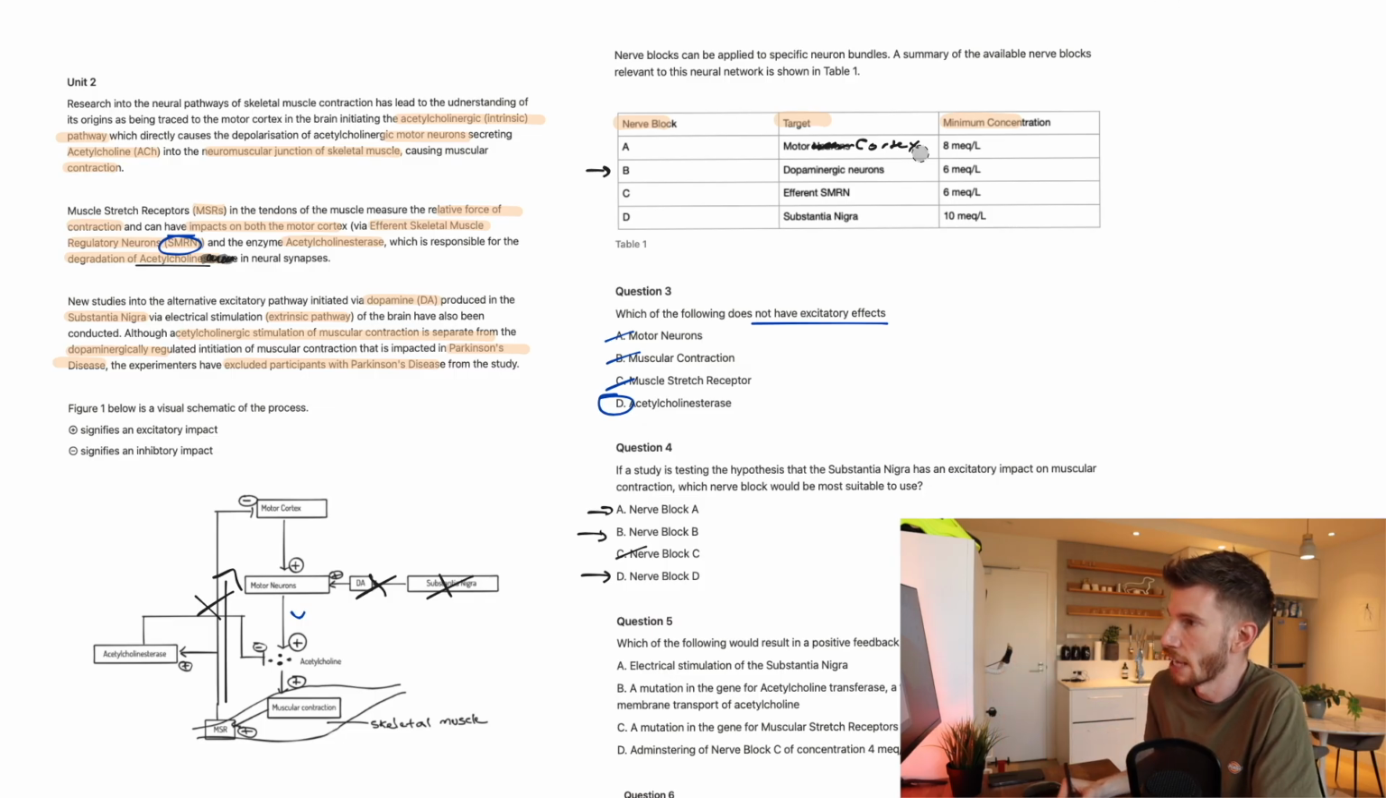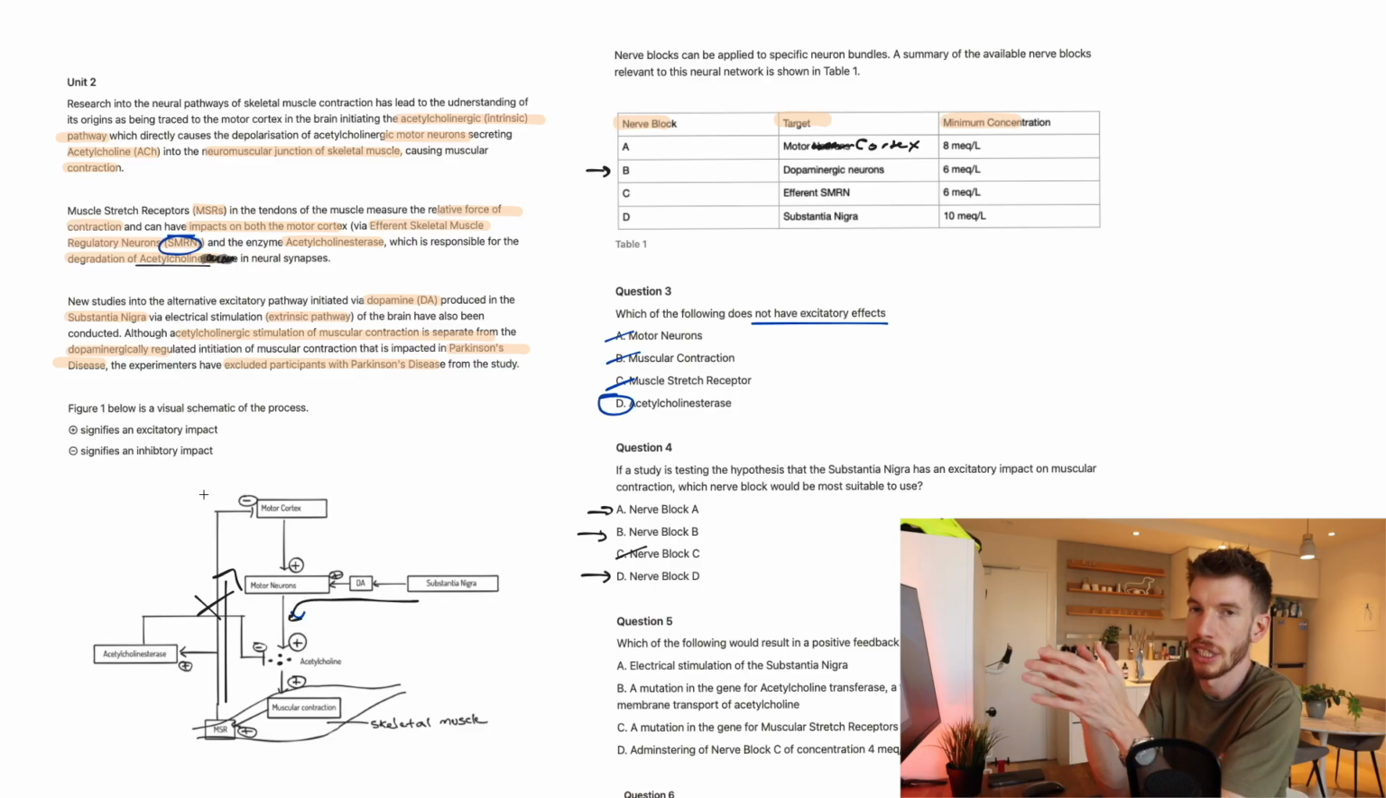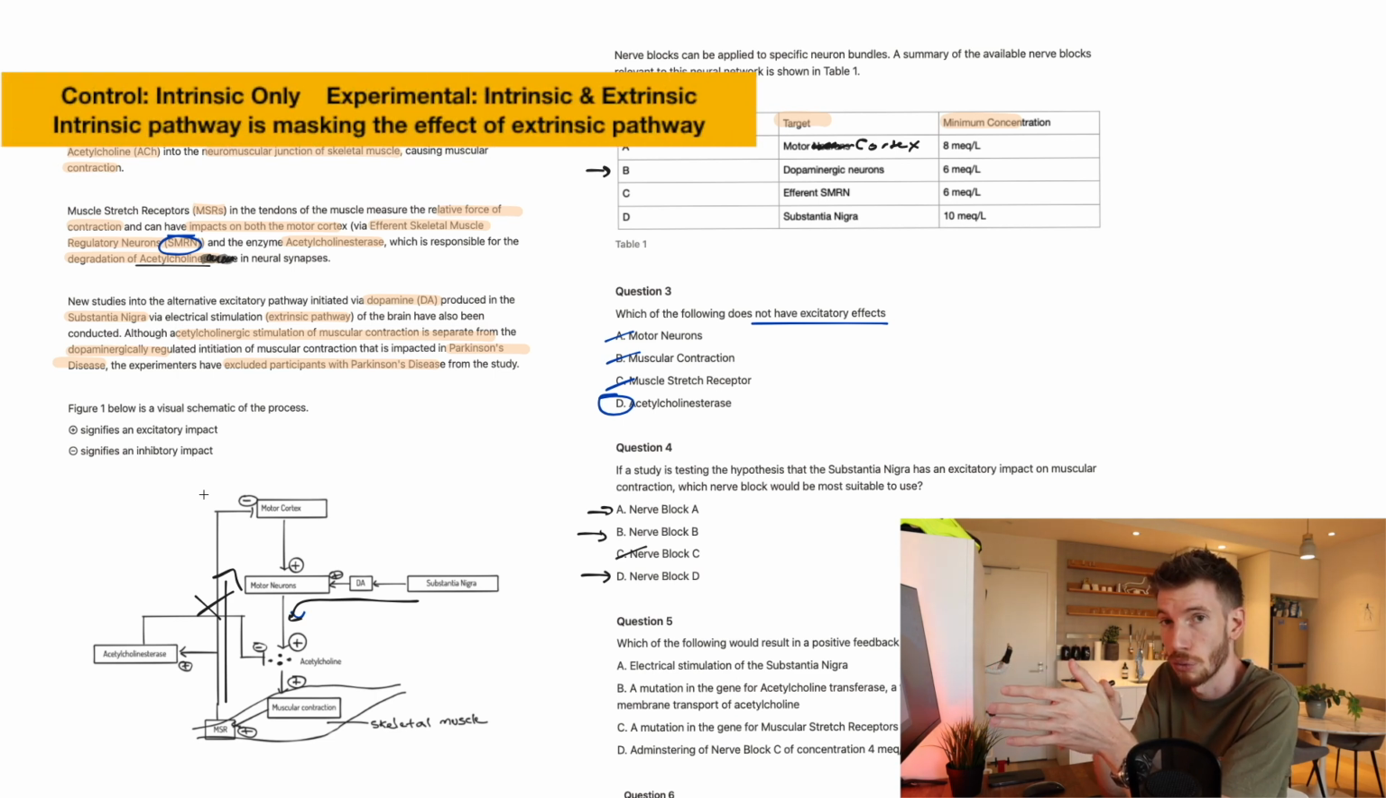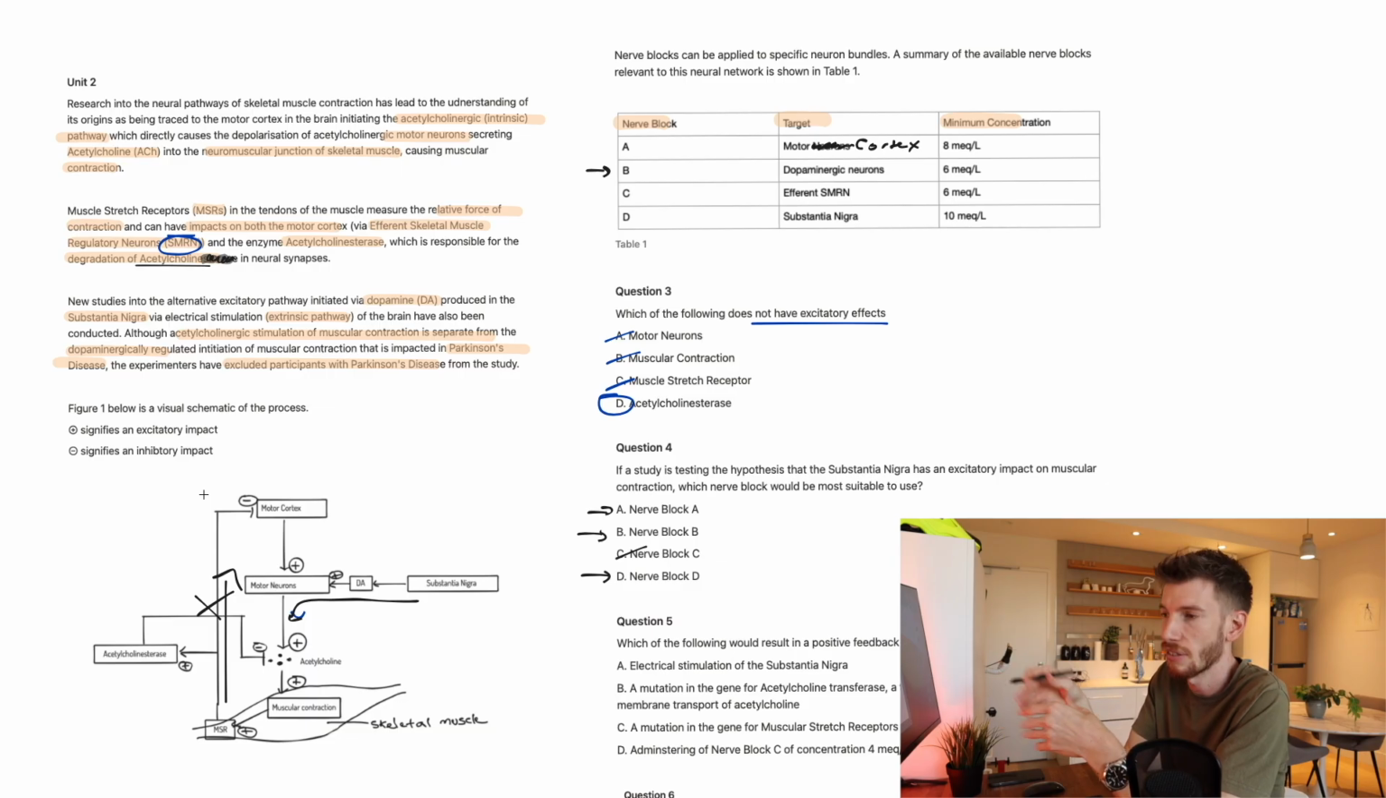If we then remove that nerve block and allow the substantia nigra or the dopaminergic pathway to join in with the motor cortex, it means that even if it is having an impact, we wouldn't know because we're still going to get muscular contraction. If it's not having an impact, we also wouldn't know, because we'd still be getting muscular contraction through the intrinsic pathway overall. And so it doesn't actually help test the hypothesis, even though it is related to the dopaminergic path. And so therefore the answer will be A.